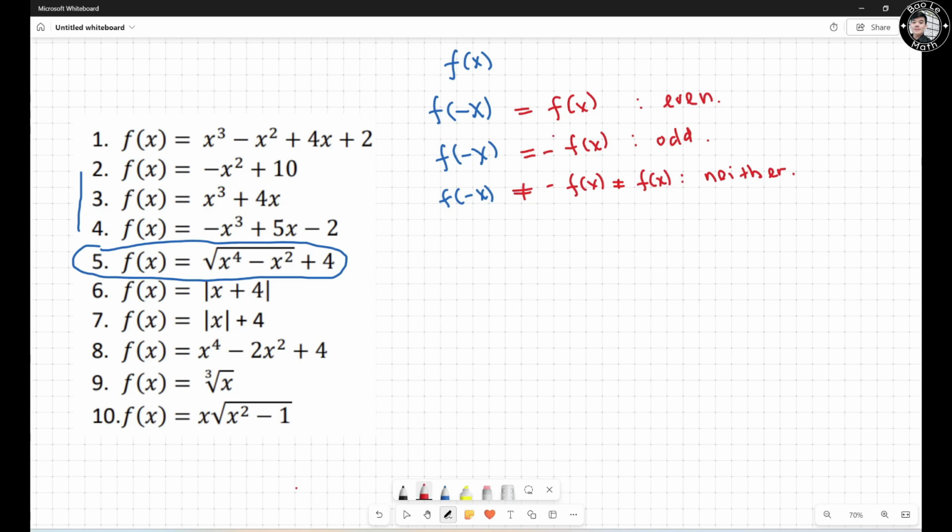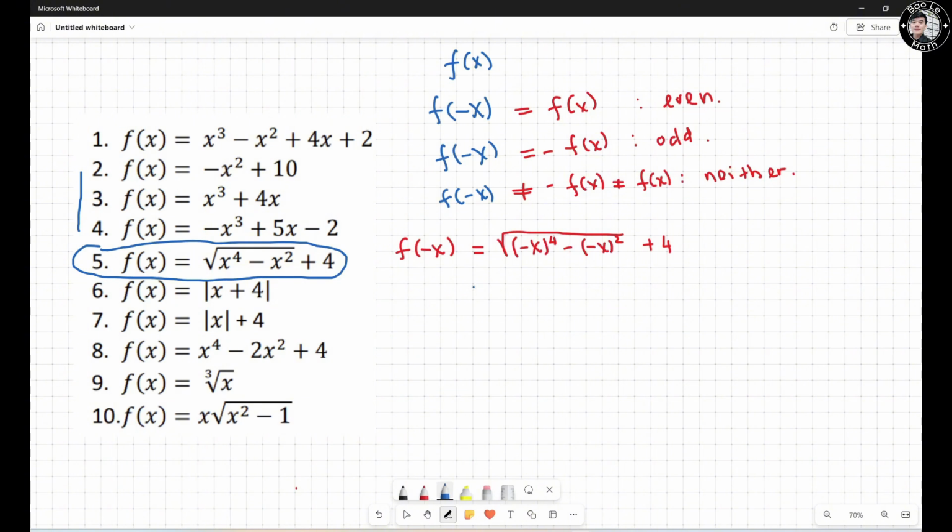Now I need to use the formula right here to check to see if the given function is even or odd, right? So I'm going to replace all s values right here with negative s. So I start off f of negative s, so it could be square root of, don't forget parentheses, I put negative s inside raised to the power of 4 minus negative s raised to the power of 2 and then plus 4 outside, all right?